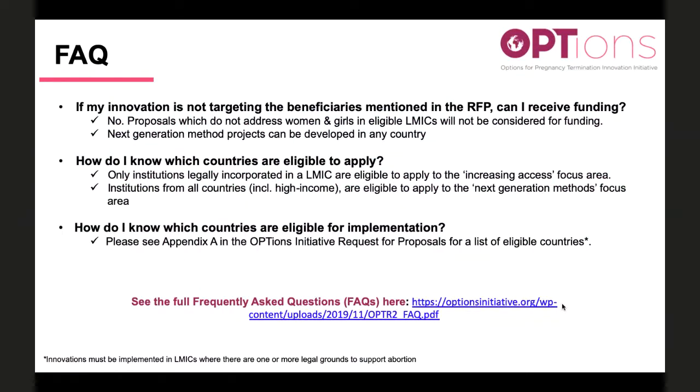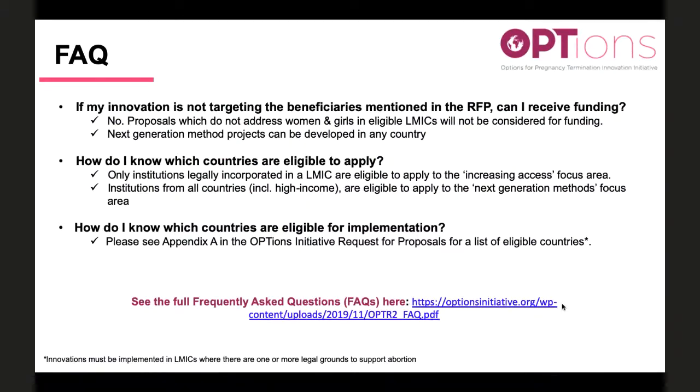First of all, if my innovation is not targeting the beneficiaries mentioned in the RFP, can I receive funding? The short answer to this is no. Proposals which do not address women and girls in eligible low and middle income countries will not be considered for funding. However, the caveat to this again is that next generation methods of abortion could potentially benefit women worldwide, and they can be developed and tested in any country, including high-income countries, at this stage.